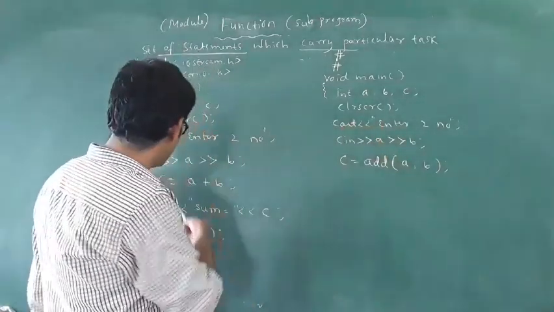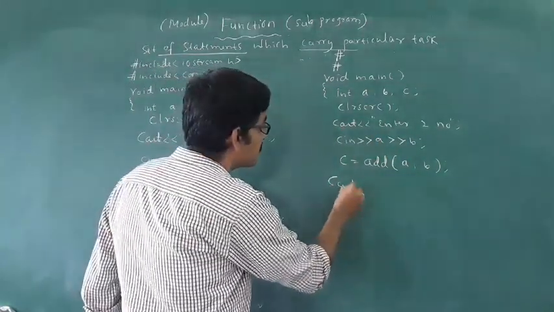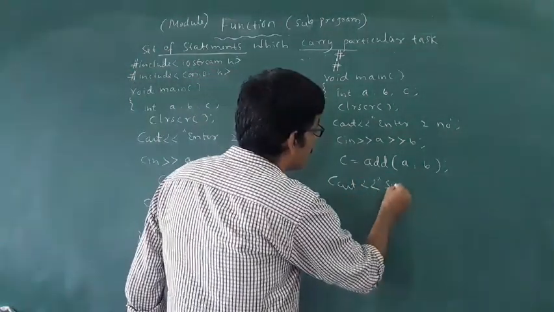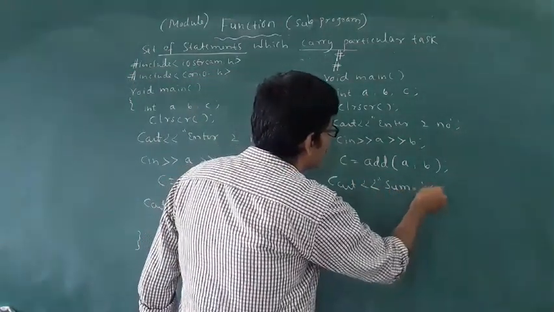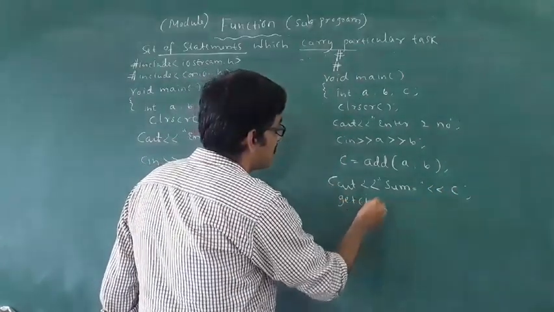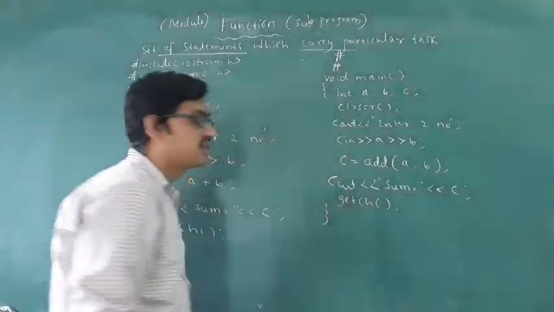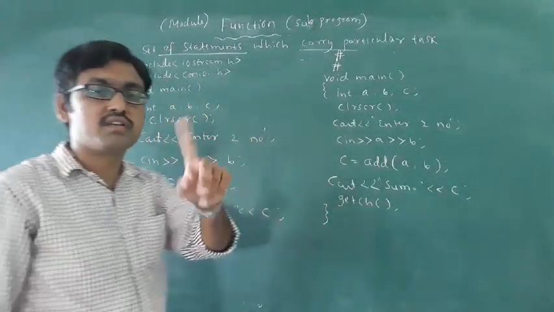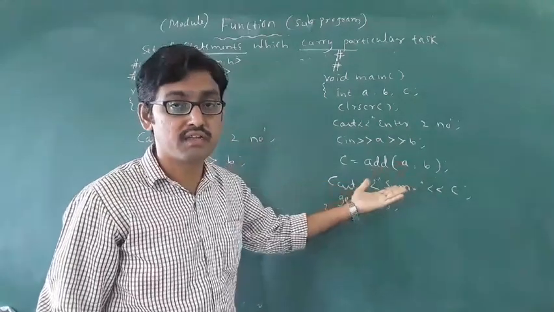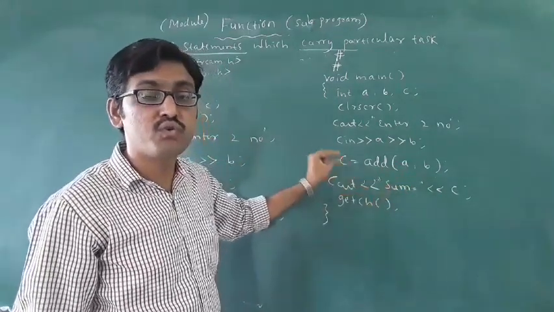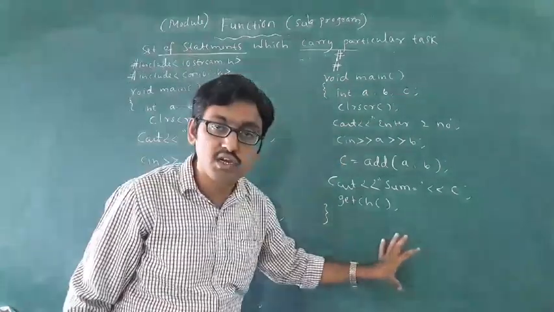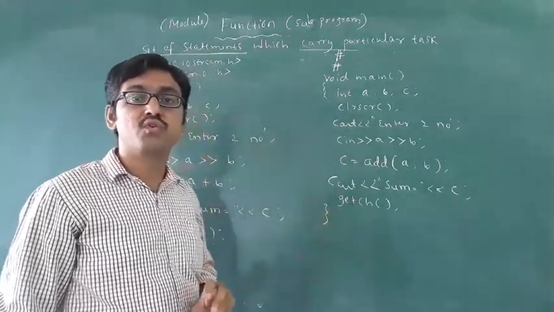Then the next is same to same, cout sum equal to, then you write cout c, then close the bracket. Okay, if you run this program it does not execute. Why? I am not doing here any operation like a plus b. Okay, if you want to do operations, calculations, you have to create one sub program, you have to create one function.